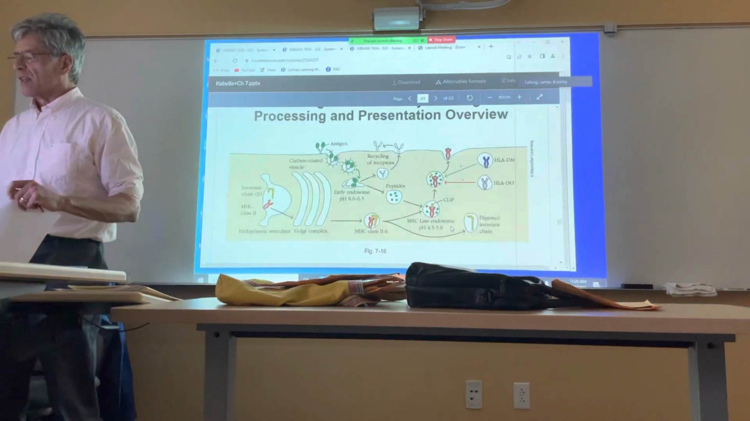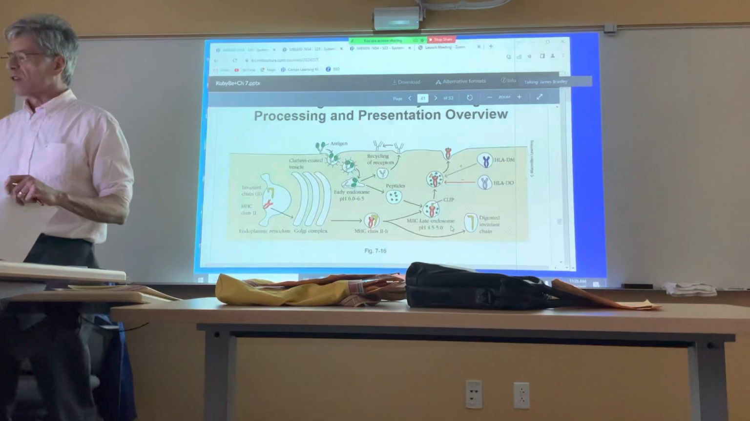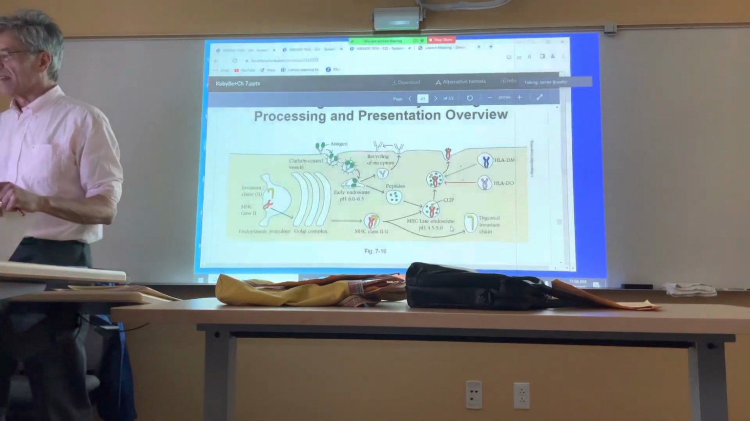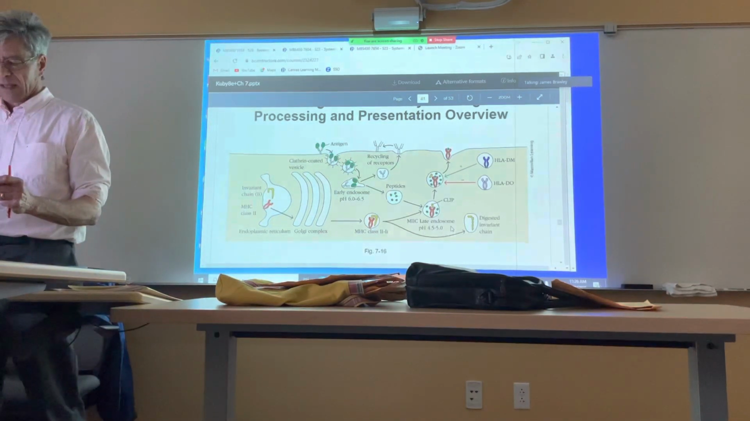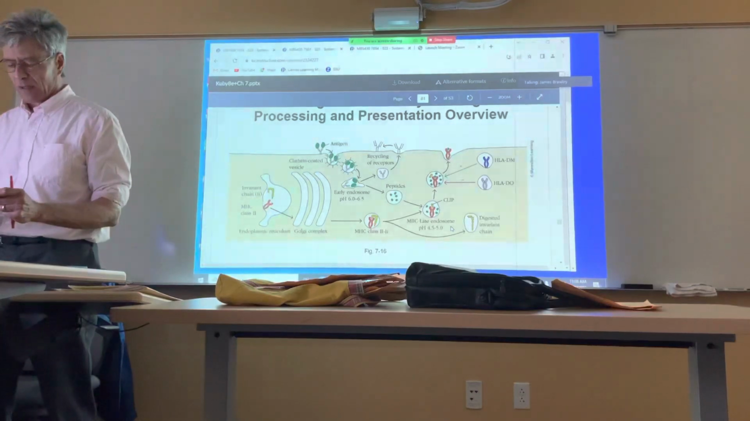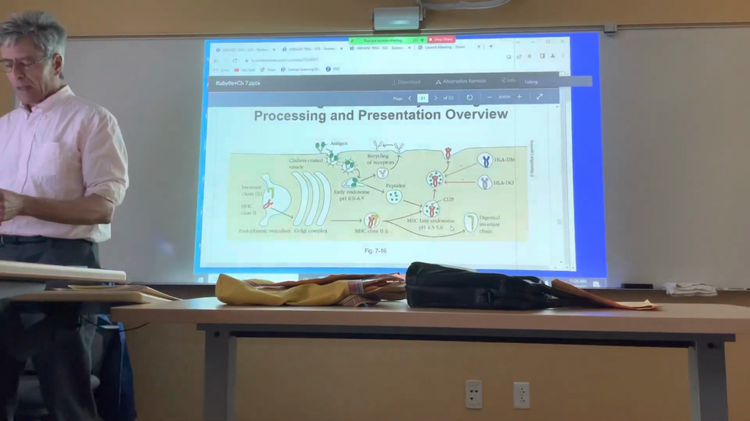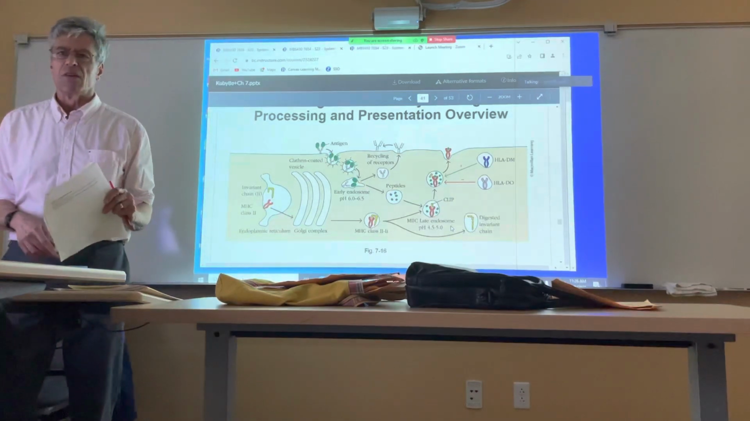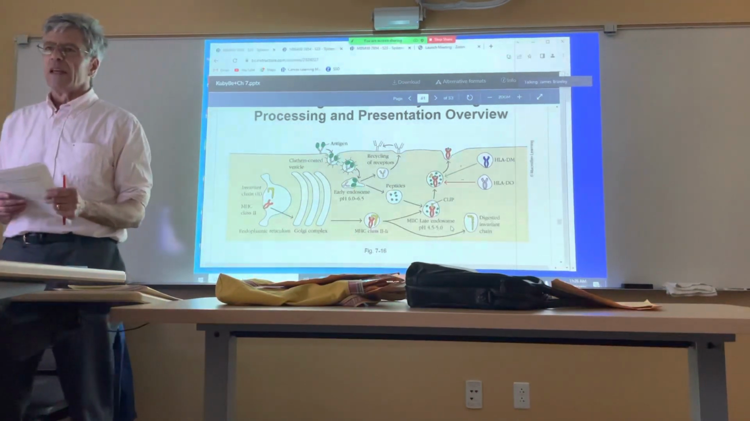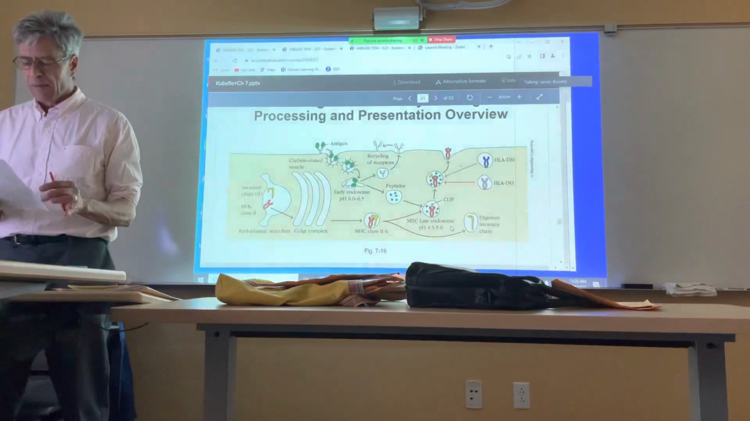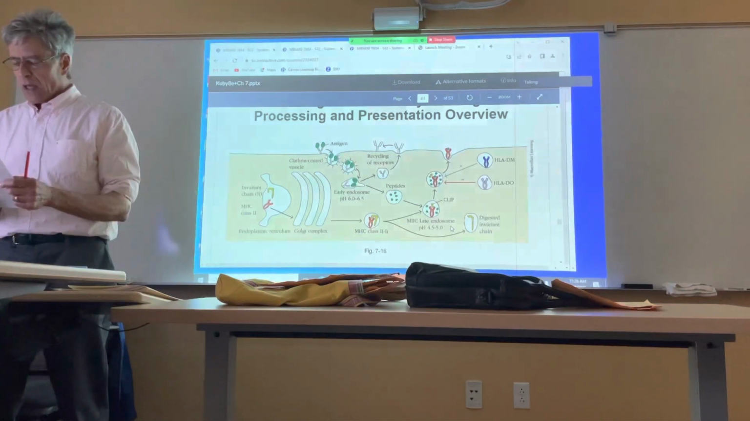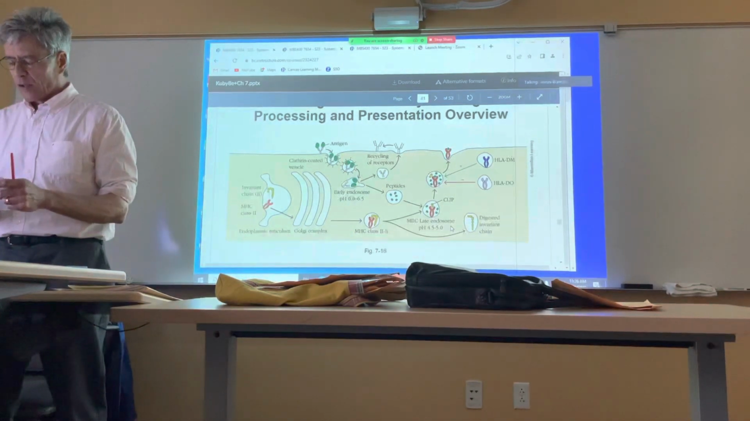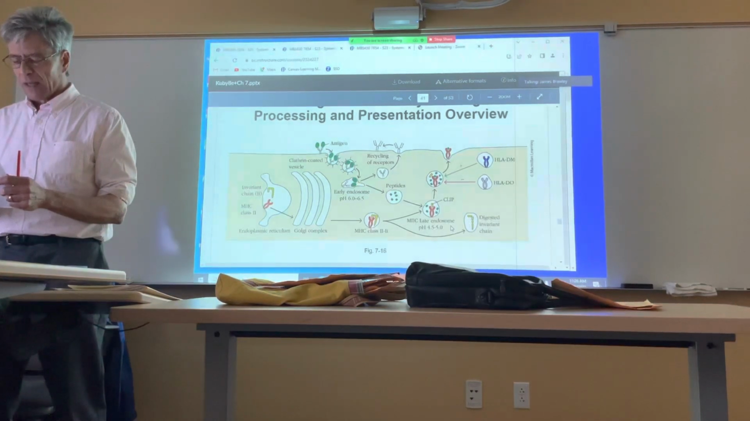Invariant chain is trimmed, and the remaining bit is called CLIP, which is associated there, and eventually the antigenic peptide replaces it. So peptides displace CLIP. There's another molecule encoded in the HLA region called DM. It has an editing function, removing CLIP and others. Class 2 and peptide eventually goes to the surface, it becomes stable.